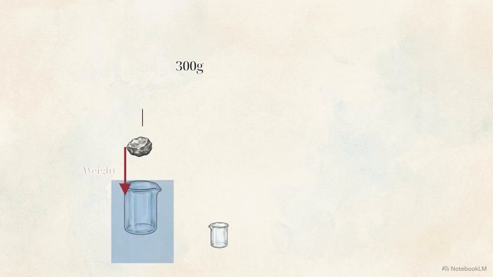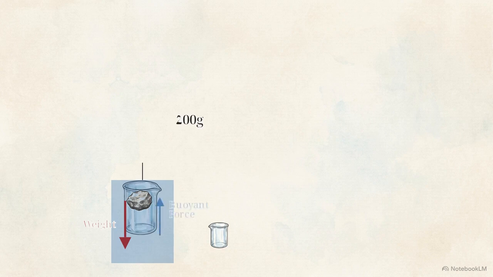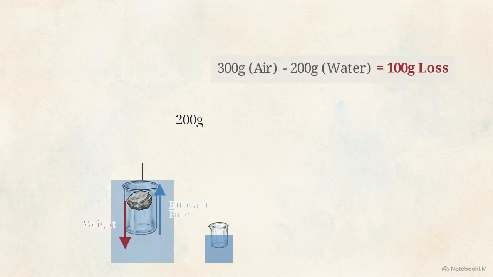In the open air, this stone weighs exactly 300 grams. As we lower the stone into a beaker of water, the gauge drops to 200 grams. At the same time, the stone pushes a specific volume of water through the overflow spout and into a secondary container. The stone still has the same mass, but it now has an apparent weight loss of 100 grams. This represents the strength of the water pushing up against the stone.